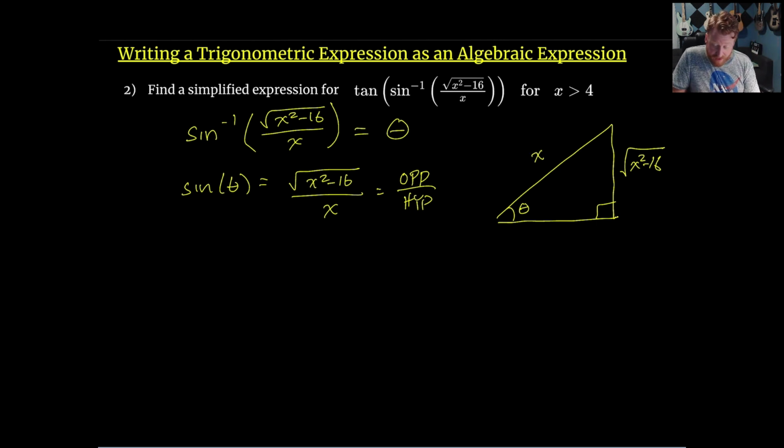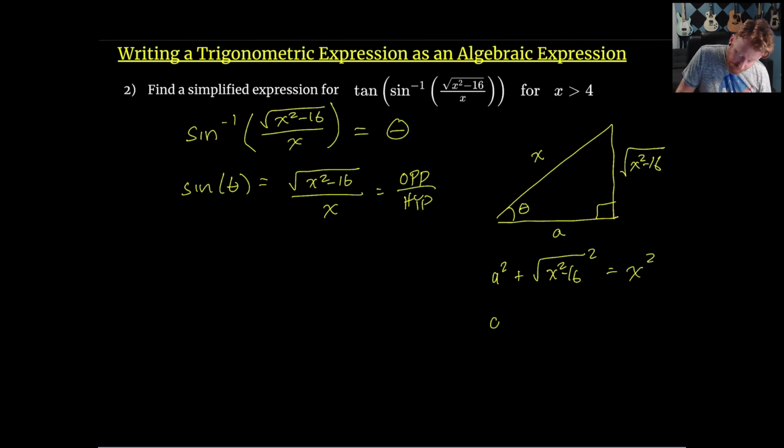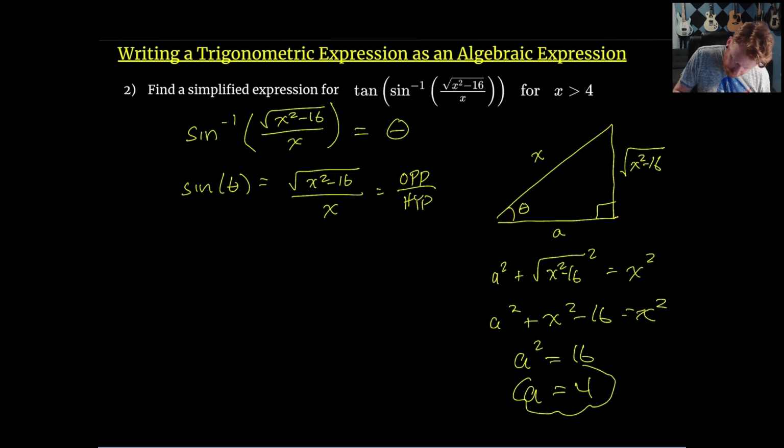And then we can use the Pythagorean theorem to figure out what this other side is. Maybe we call it a. Normally we might call that the x side, but there's already x's in here, so let me just give it a different name that's not x or y, so we'll call it a. But I know that a squared plus the square root of x squared minus 16 squared should be equal to x squared. And if I solve this for a, we'll get that a squared plus x squared minus 16 equals x squared. If I get everything that's not an a on one side, we'll see that a squared is equal to 16. So a is equal to 4. So I'll put a little bubble around that, and that will be important to us here.